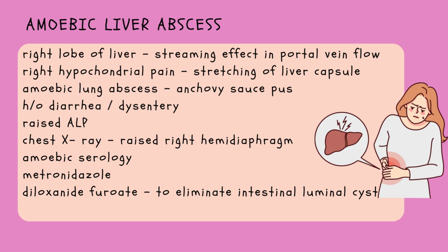Lab parameters, we can have a raised ALP. Chest X-ray may show a raised right hemidiaphragm. So this is a usual clue that I have seen in the questions, that there is a history of dysentery with the X-ray showing raised right hemidiaphragm. Think of amoebic liver abscess.